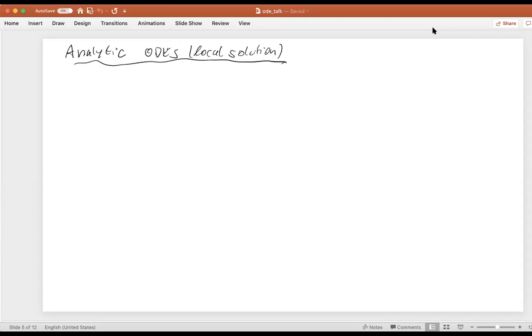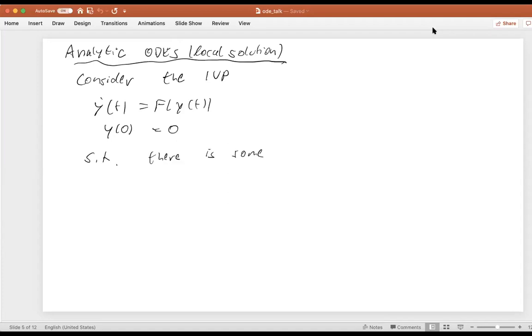Okay, so we consider the initial value problem again. So just the same problem we had before. And now we say such that there is some real number R, such that F is analytic on a closed ball of radius R around 0. So that means that there's a sequence so that we have the power series around 0.